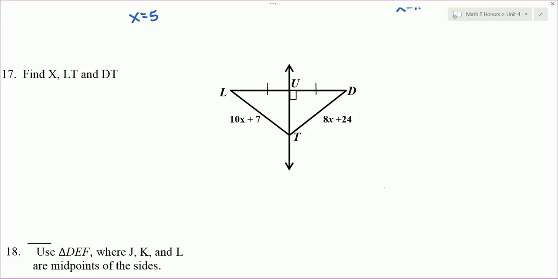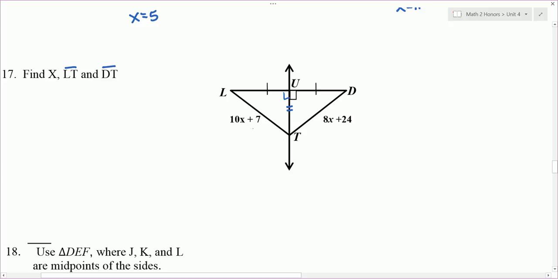Number 17, we need to find a few things. We need to find x, LT, and DT lengths. Studying the picture here, we have a perpendicular and two congruent triangles. Well, are they congruent? Yes, they are by side angle side. And so their corresponding parts are congruent.